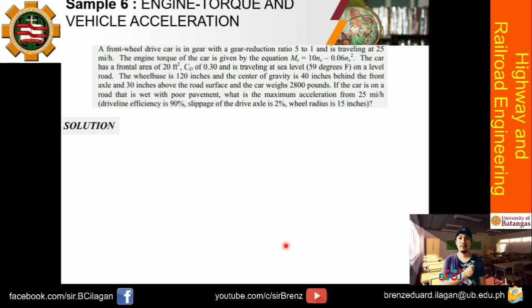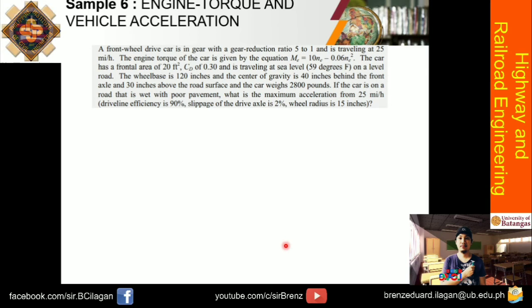Okay, so example 6. That is for engine torque and vehicle acceleration. The front-wheel drive car is in gear with a gear reduction ratio of 5:1 and is traveling at 25 miles per hour. The engine torque of the car is given by the equation M sub E is equal to 10 times N sub E minus 0.06 N sub E squared. The car has a frontal area of 20 feet squared, where yung C sub D niya has a value of 0.3, and is traveling at sea level, 59 degrees Fahrenheit, on a level road.